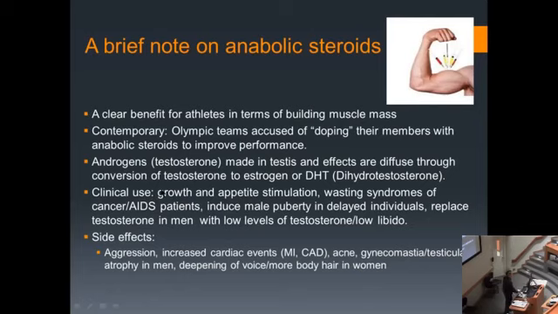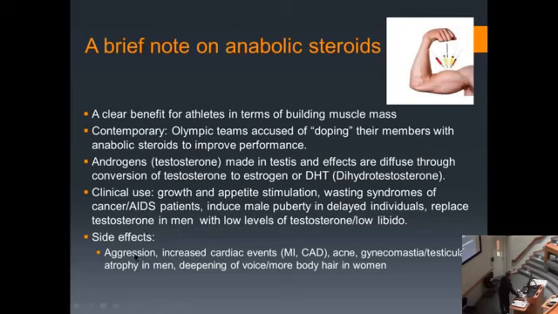And so the clinical use here, aside from the fact that some of these athletes just want to be stronger, faster, bigger than their competitors, they actually do have some clinical use. We can see them used in cancer patients and HIV patients for growth and appetite stimulation. We can treat wasting syndromes that are associated with those patients as well. In patients that have delayed puberty, we can see these drugs being used to induce puberty. And of course, there are some men who have low levels of testosterone or low libido because of that, and so we can replace their levels and bring them up to normal levels so that they don't experience some of those side effects.